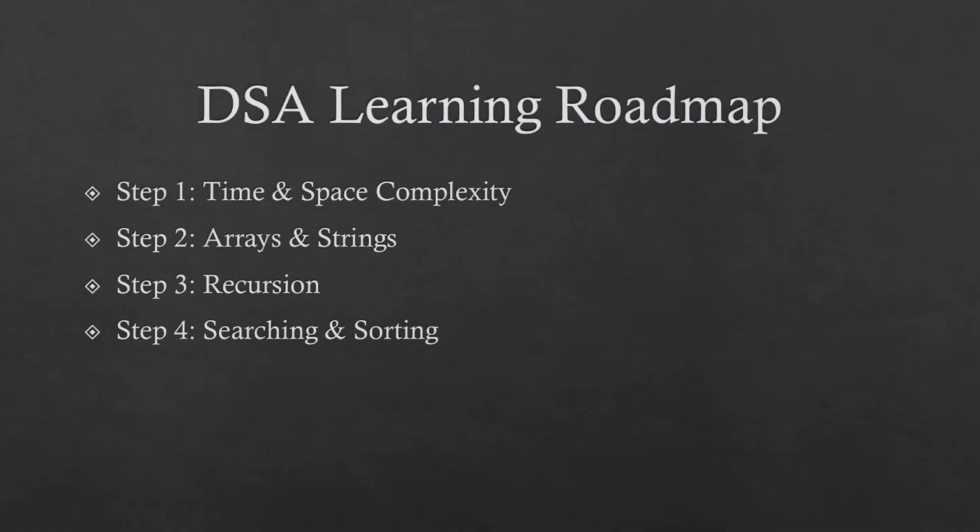Then the second step is arrays and strings. An array is used to store similar types of data in a contiguous memory location. It's a linear data type, so you should learn about it. Then we should learn strings. Strings are used to store textual data. Then the third step is recursion. Recursion is basically a function calling itself. You should learn about it and solve problems related to it.